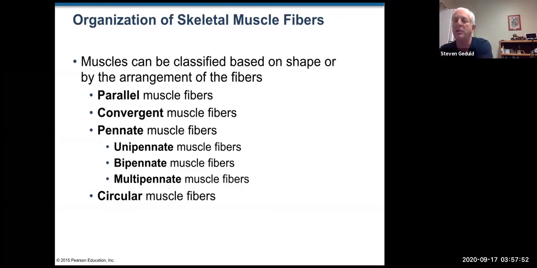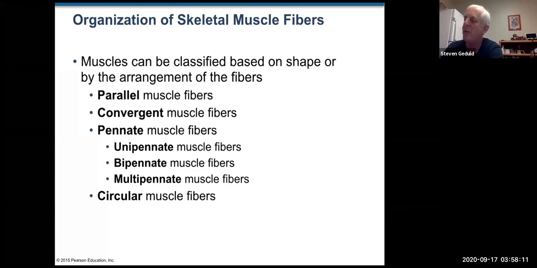All right, muscles. We can classify skeletal muscles. We're gonna name a lot of muscles in the human body. Was there a question? No, okay. We're gonna name a lot of the muscles in the human body. We have different ways of naming them. What they're attached to, how they're shaped, things like that. So muscles can be classified based on shape or the arrangement of their fibers.